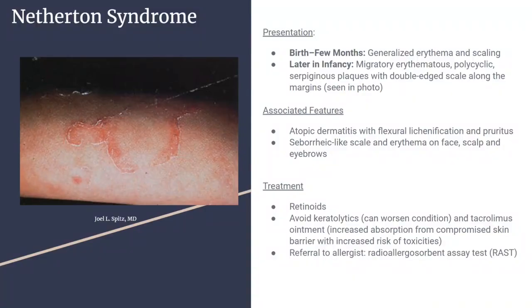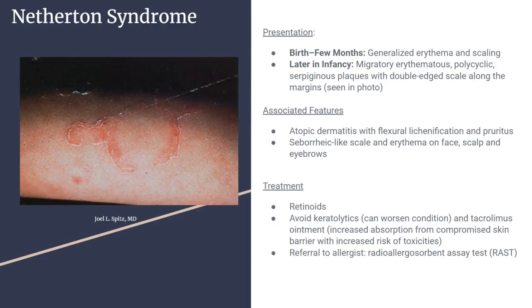We have Netherton syndrome, and the presentation evolves. Initially, you'll have a generalized erythema and scaling, and then later you'll get migratory erythematous polycyclic or serpiginous plaques, and that's what you'll see here on the left. There's double-edged scale that's noted in here. You can also see atopic derm and seborrhea-like scale.